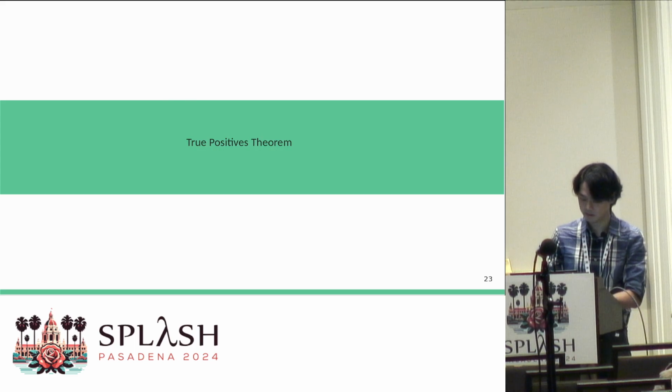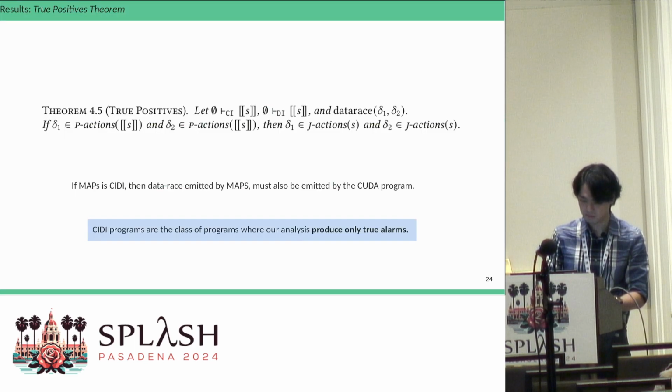So now we can finally establish our true positives theorem, which states that if the MAP is control flow and data independent, then any data race we find in the MAP must also be in the CUDA program. So we've now characterized the class of programs, the CIDI programs, where our analysis can only produce true data race alarms.